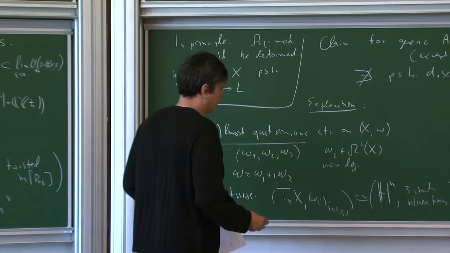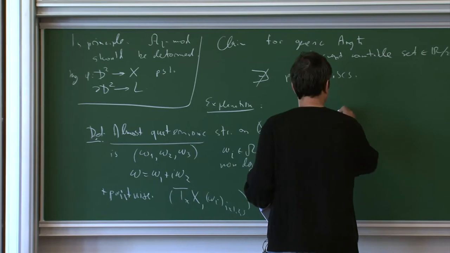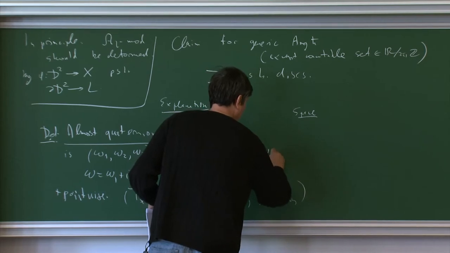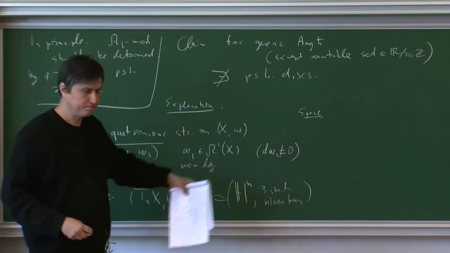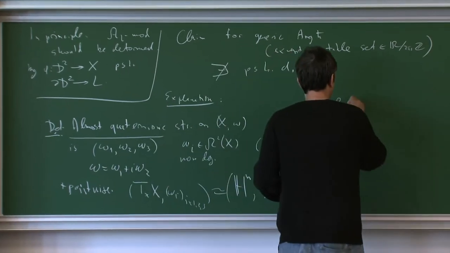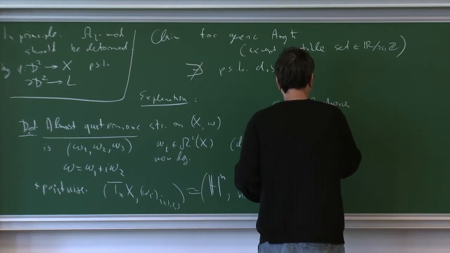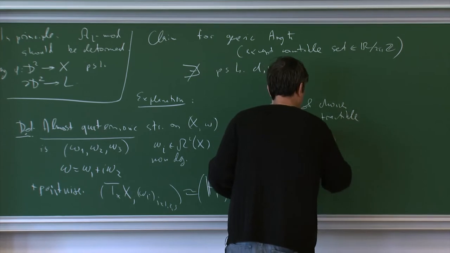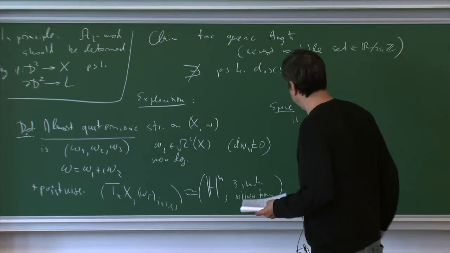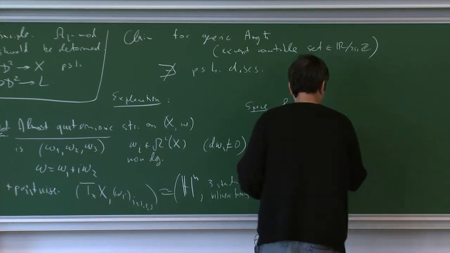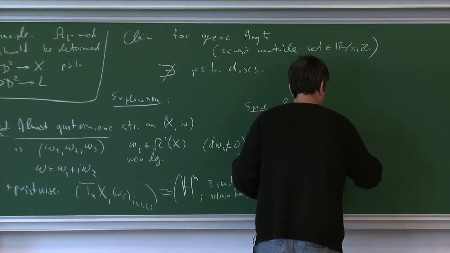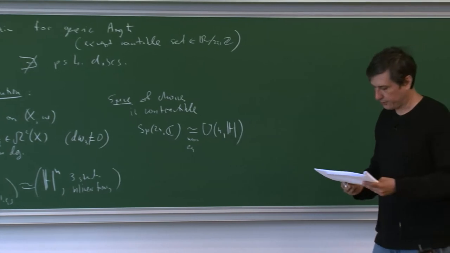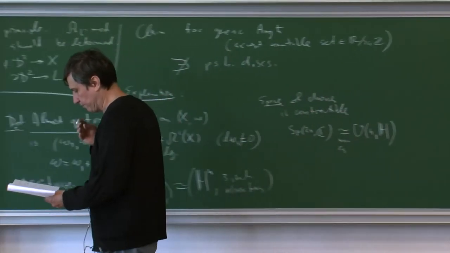The space of choices is contractible. So we should just choose omega 3. In fact, omega 3 will not be a symplectic form, just a two-form. The space of choices is contractible because the structure group, which pointwise is the symplectic group with complex coefficients, is homotopy equivalent to the unitary group with quaternionic coefficients, which is the maximal compact subgroup.